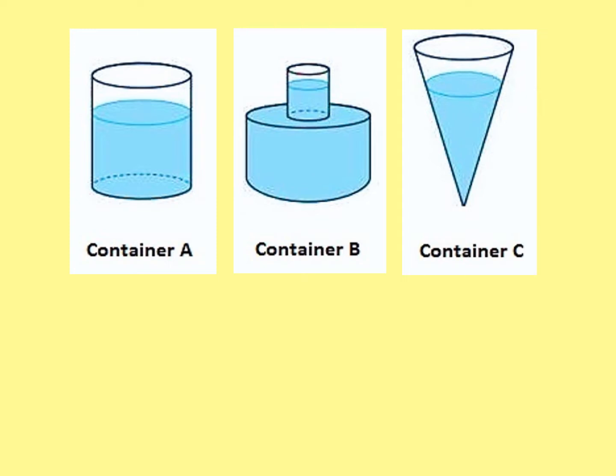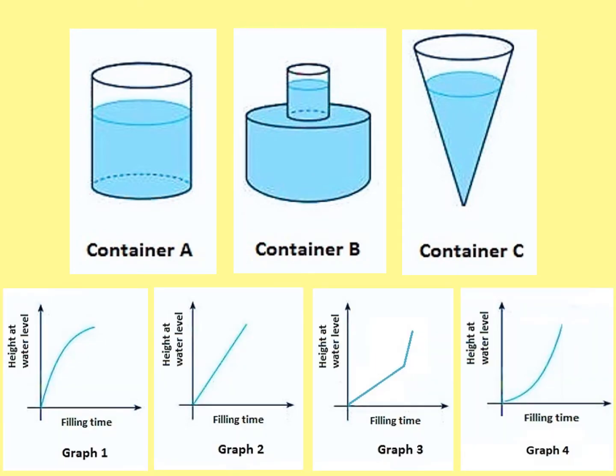I'd like you to imagine that water is being poured into each container at the same rate, so the same amount per second. And what I'm going to do is show you some graphs. Now the graph on the y-axis has the height of water. So this isn't the amount of water, this is the height up the container. And on the bottom, on the x-axis, is time. So here are the 4 graphs. And what I'd like you to do is pause the video and see if you can match the container to the graph.